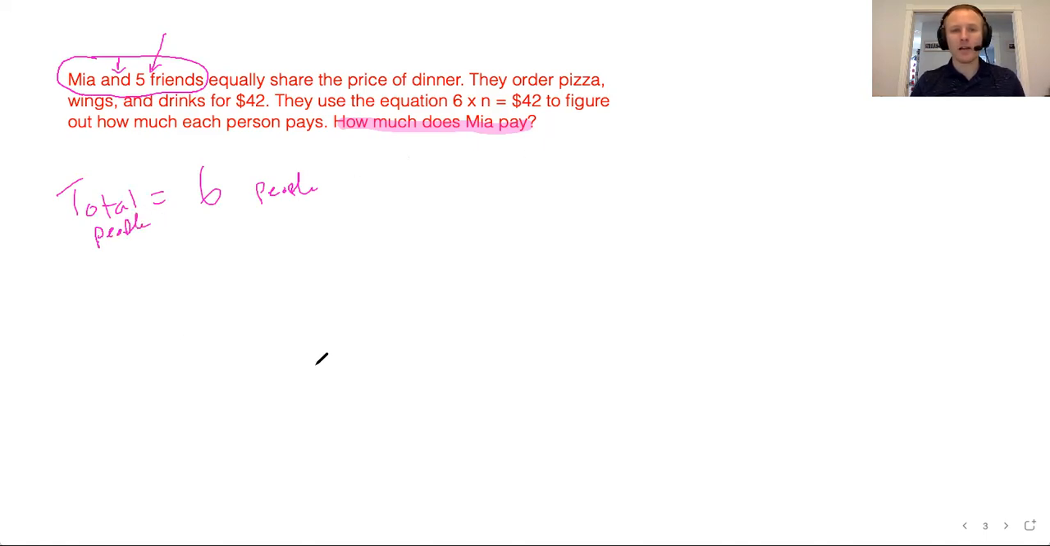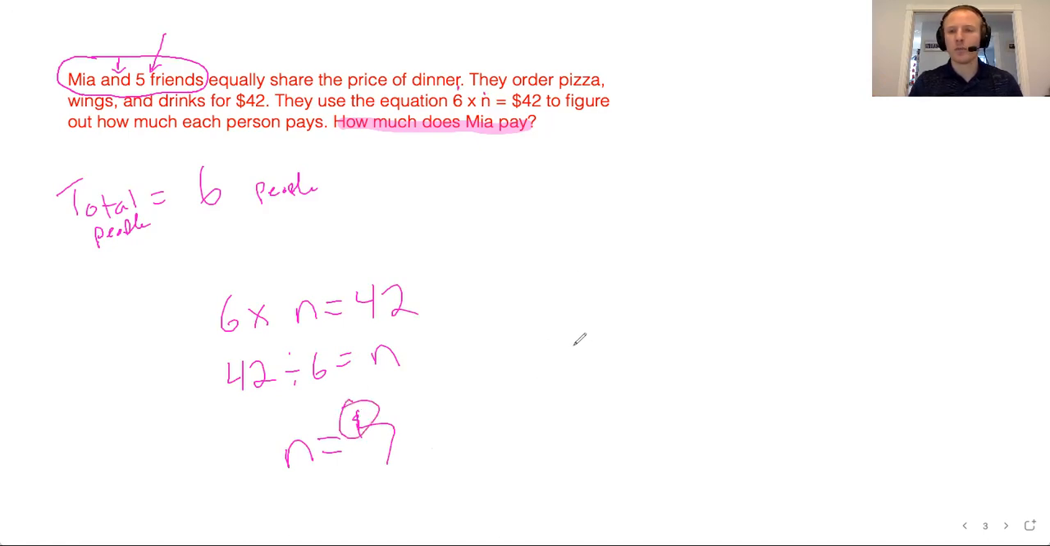Okay. So now that we know that, we have 6 times n equals 42. Another way to think of that is 42 divided by 6 equals n. You could solve it either way, whatever works better for you. You could just use a count-by strategy. Hopefully you just know this fact at this point. n equals $7, right? So there's 6 people, they each spend $7, and the total is 42.